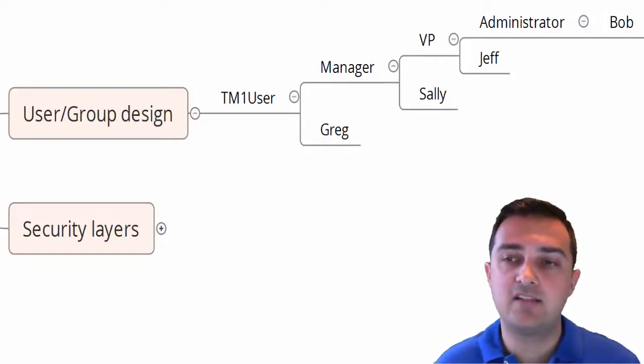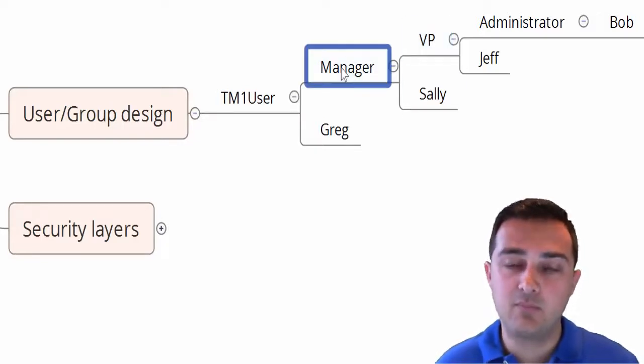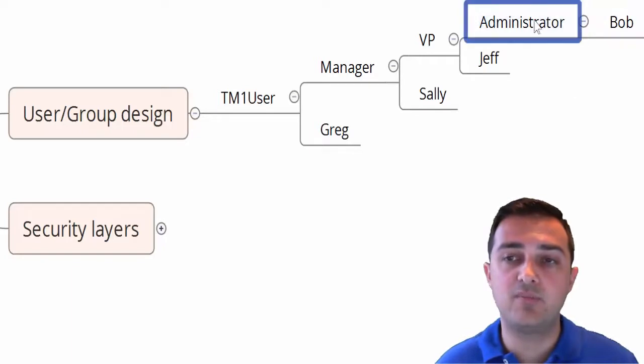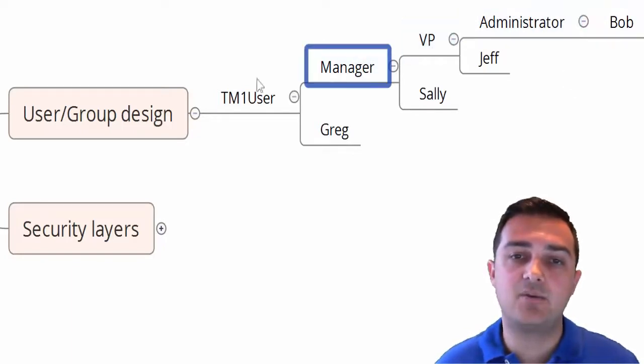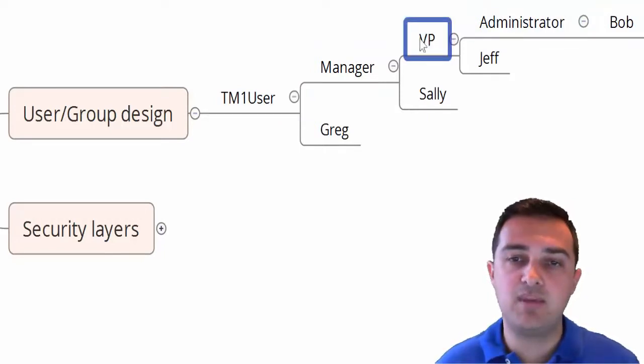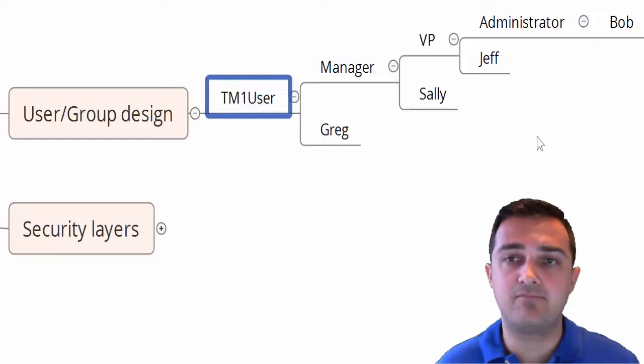The first step before we can get into tailoring anything is we need to make sure we have a clear tree of our users and groups and membership. Note here that groups can be members of other groups. Ideally, you only want to have a user show up once and then use group membership to cascade the other membership. So even though Bob is only a member of the group administrator, because of this cascading relationship, Bob as an administrator can see everything that a VP, a manager, or a TM1 user can see.